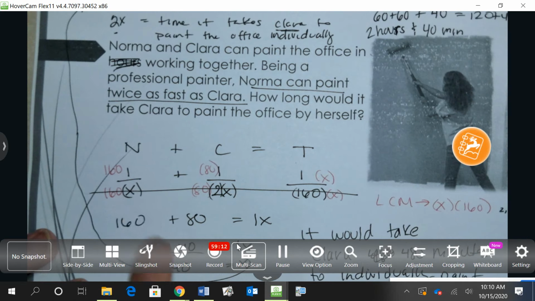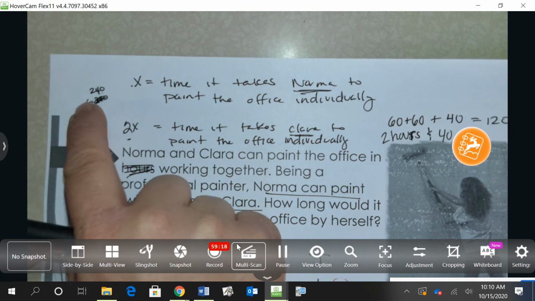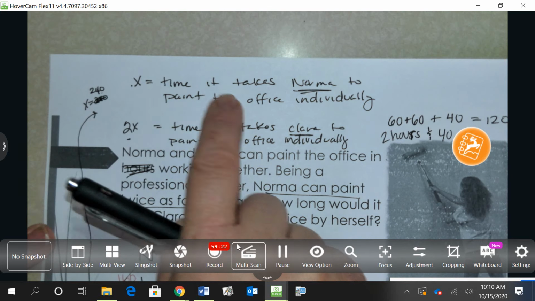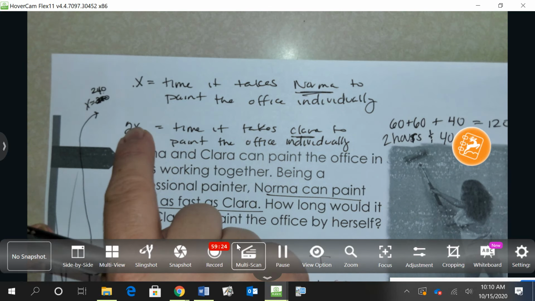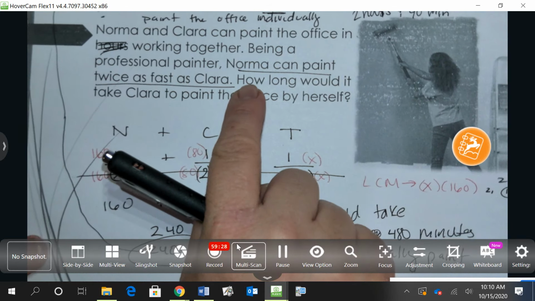Once I get x, I make sure that it wouldn't make the denominator equal to 0, and then I need to check for common sense. So if x is 240, that means it would take Norma 240 minutes to paint by herself. When you double that, it would be 480 minutes for Clara. And now let's answer the question.